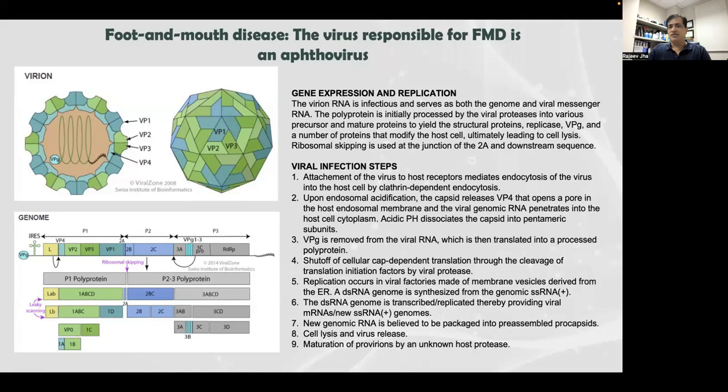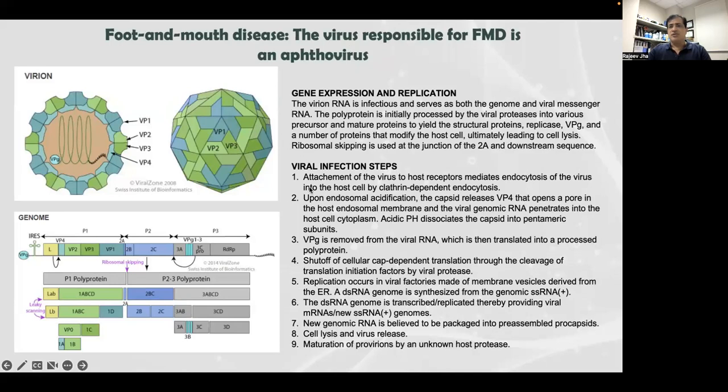The polyprotein is initially processed by the viral proteases into various precursor and mature proteins to yield the structural proteins, replicase, VPG, and a number of proteins that modify the host cell, ultimately leading to cell lysis. Ribosomal skipping is used at the junction of the 2A and downstream sequence. Viral infection steps.